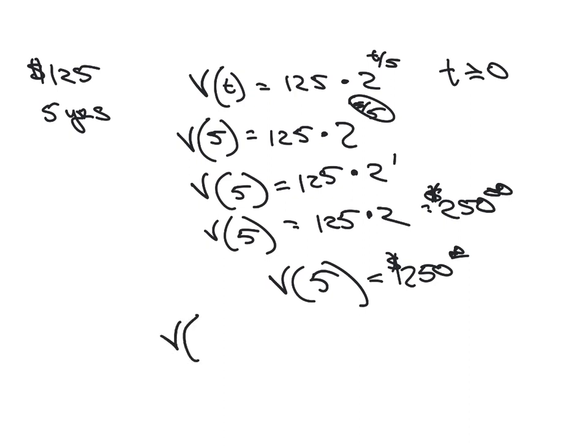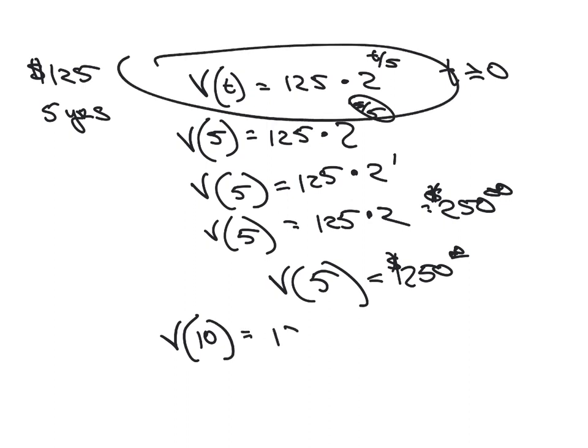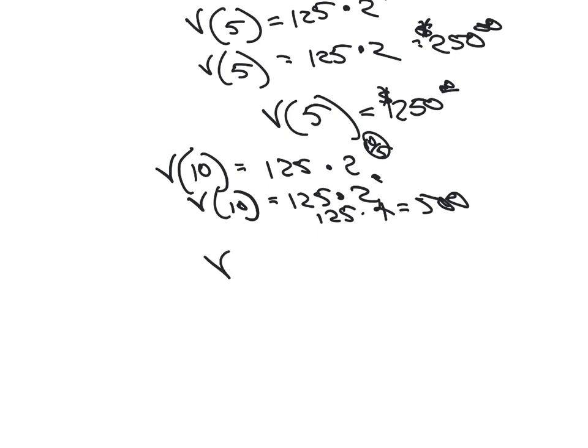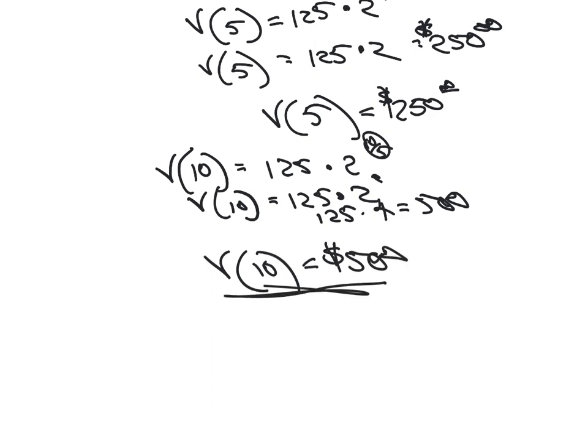And we can make that time anything we want. Let's say we make it 10. Go up to our original equation, 125 times 2 to the 10 over 5. So v of 10 equals 125 times 2 squared. So 125 times 2 squared is 4 equals 500. So therefore, v of 10 equals $500. And that's what your answer would look like.